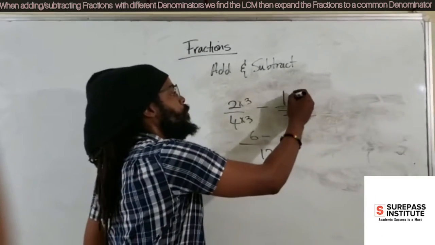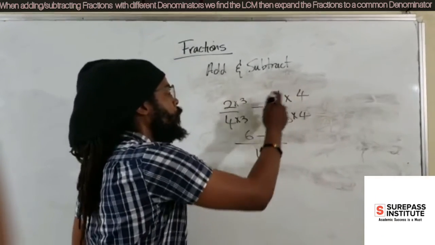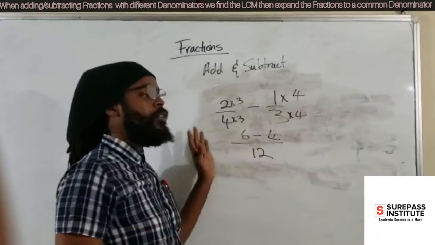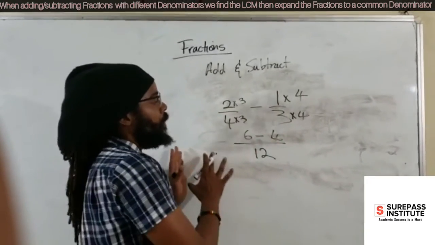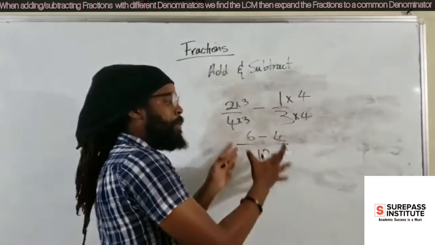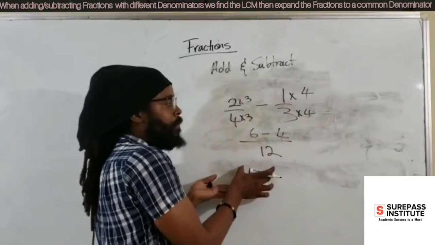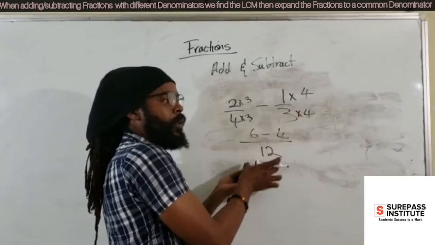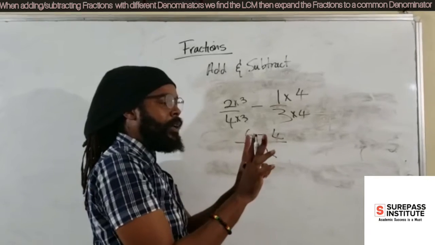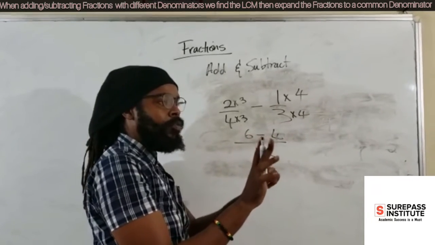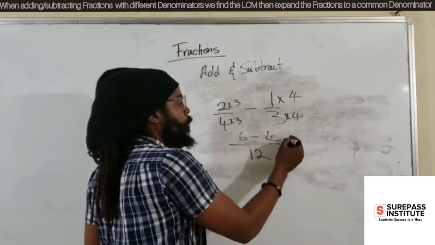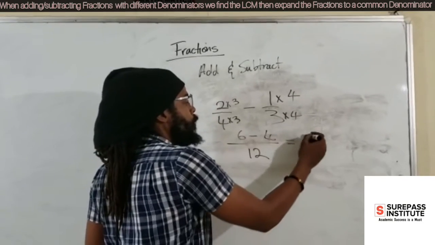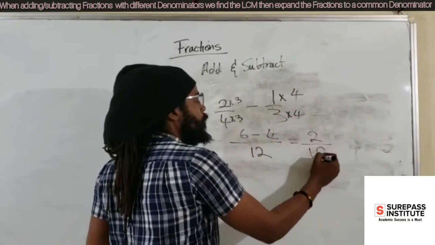And if we did that, we must do the same for the numerator. So 4 times 1 is 4. Then the original fractions would now expand to 6 over 12 and 4 over 12. And remember that we're subtracting. Because we have the same denominator now, we can subtract. We now subtract the numerators. 6 minus 4 gives us 2. So the answer is 2 over 12.